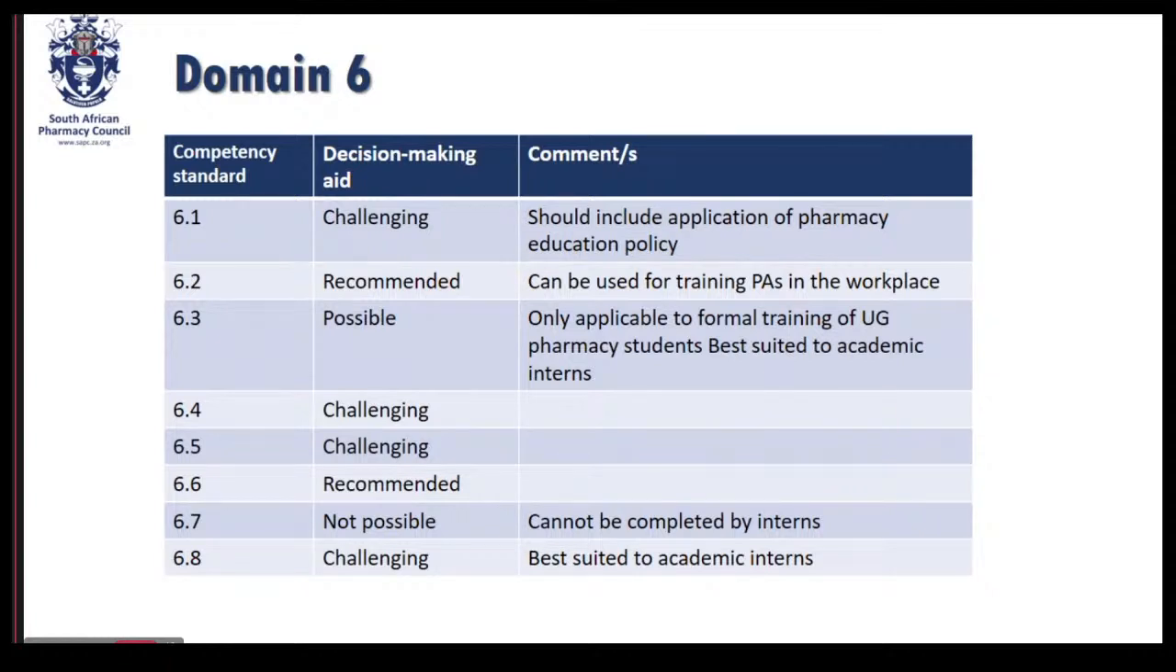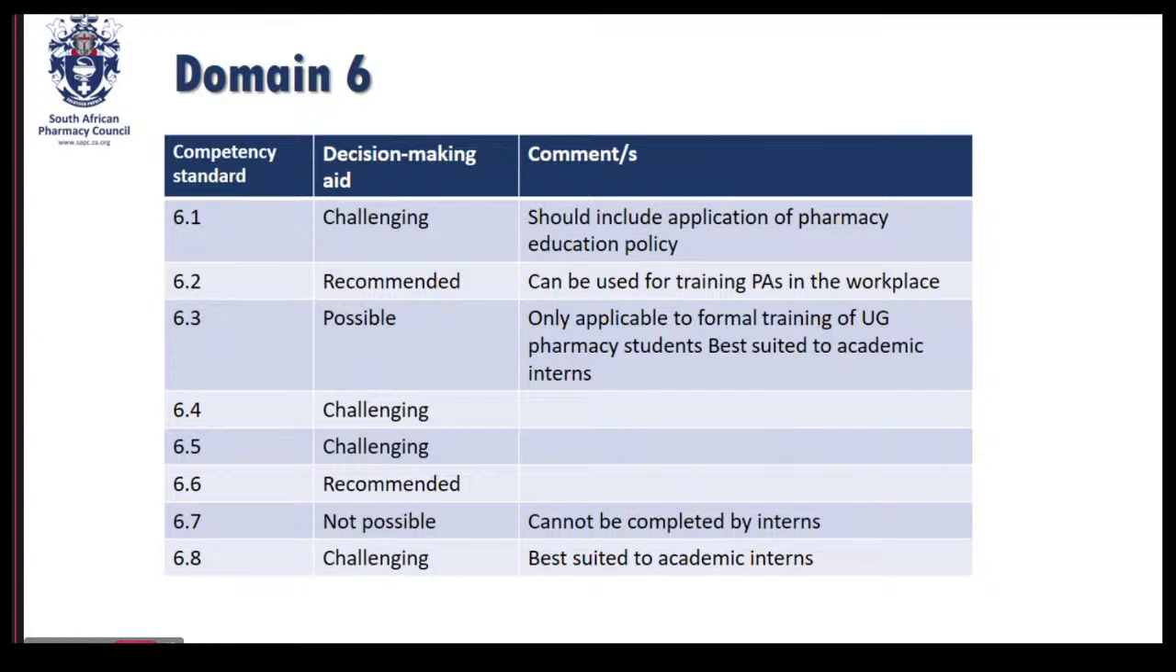6, as you can see here, the challenging seems to be taking over in domain 6. 6.1, 4, 5, 8, they're all challenging. We've gone even further with domain 6. We've gone beyond challenging. Remember, we said challenging means avoid. 6.7 goes beyond challenging. It just says no, it is absolutely not possible. 6.7 is supervision of other researchers.